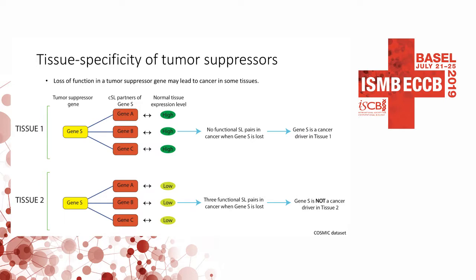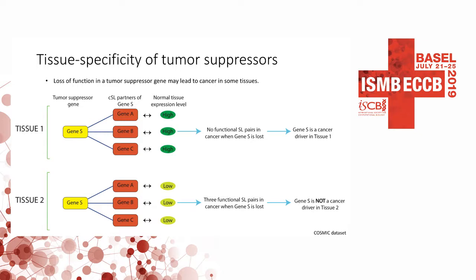The third question that we would like to ask is about tissue specificity of tumor suppressors, and why certain tumor suppressors like BRCA1 are specific to some tissues but not to others. A tumor suppressor gene, when it's lost, can lead to cancer in some tissues. So here let's consider two tissues, tissue 1 and 2. Let gene S be the tumor suppressor gene, and let gene S have three CSL partners, A, B, and C. Now, in tissue 1, A, B, and C all have high expression.